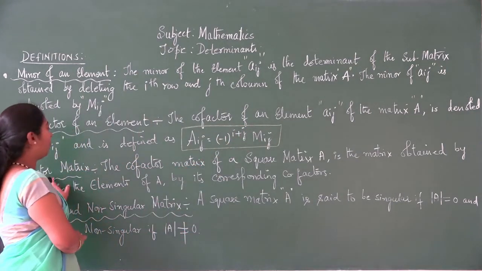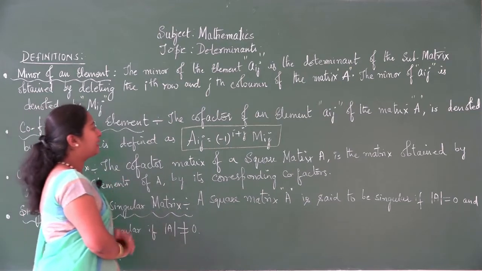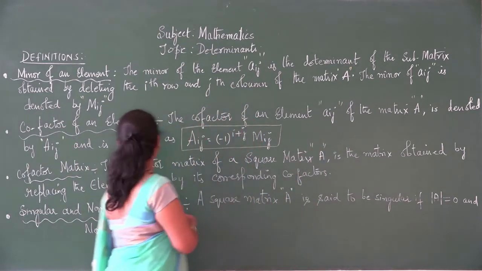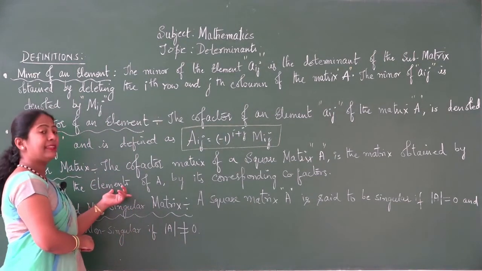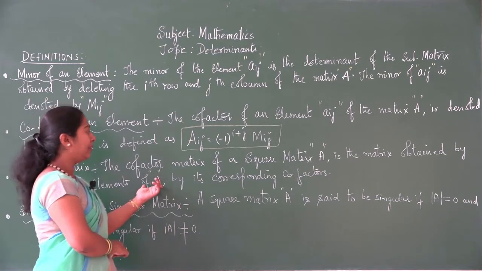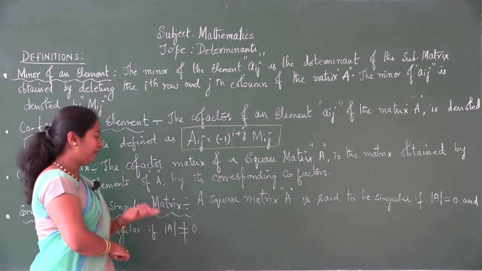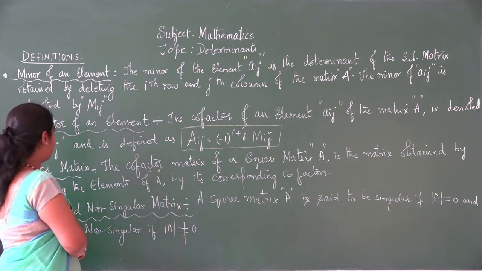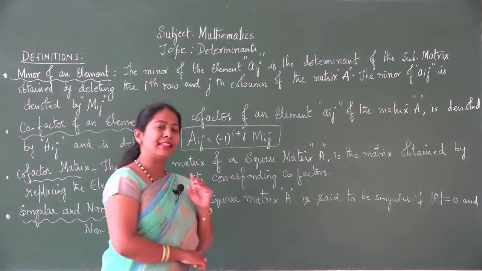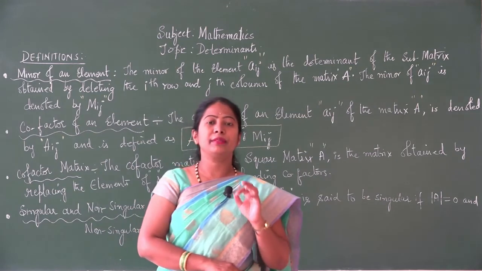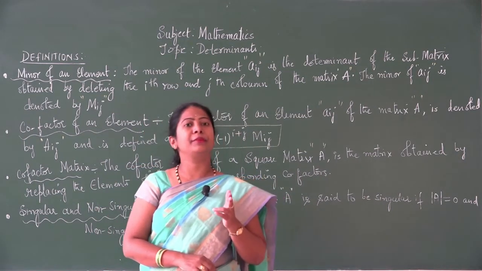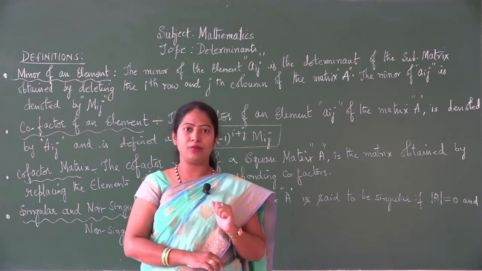Next definition, cofactor matrix. The cofactor matrix of a square matrix A is the matrix obtained by replacing the elements of A by its corresponding cofactors. Next definition, singular and non-singular matrix. A square matrix A is said to be singular if determinant A is equal to 0, and it is said to be non-singular if determinant A not equal to 0.